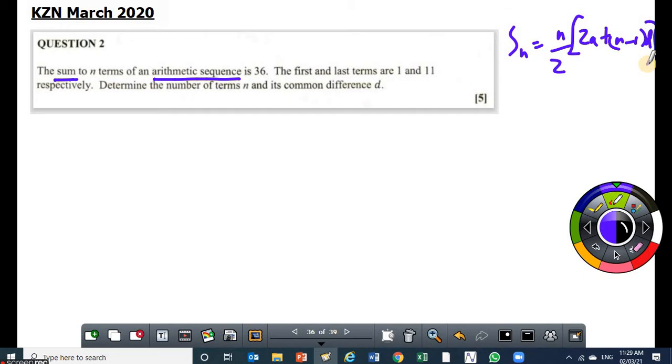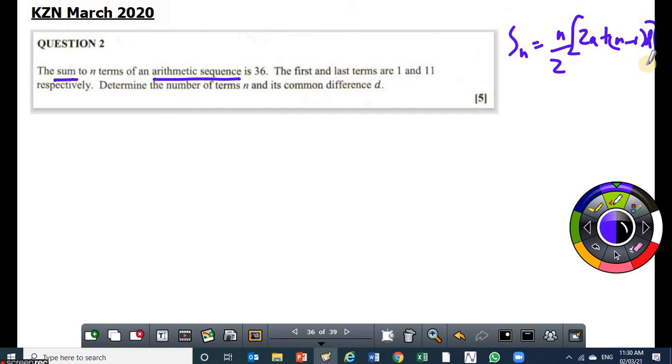Remember what I told you a few days ago, that a sequence and a series are related. You get a series from a sequence. You can also get a sequence from a series. Okay? So those two, they are related.